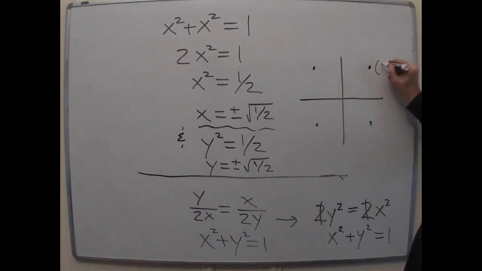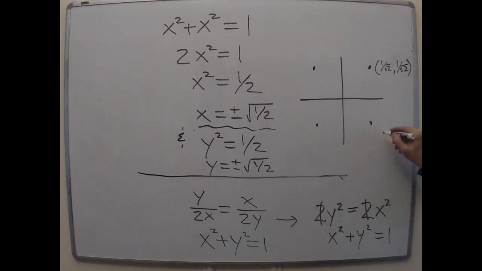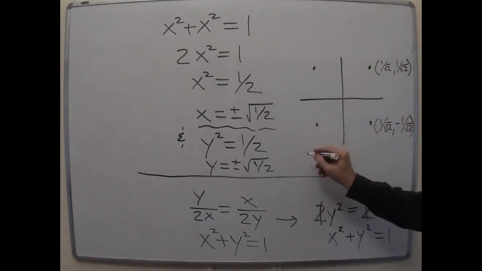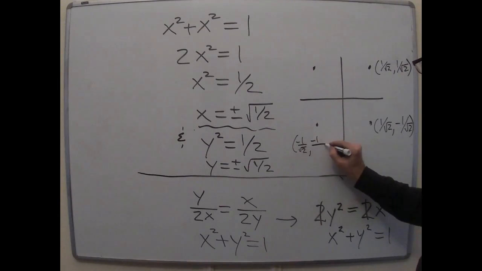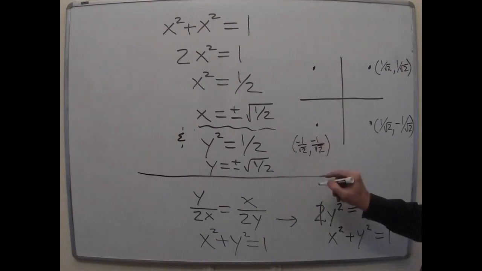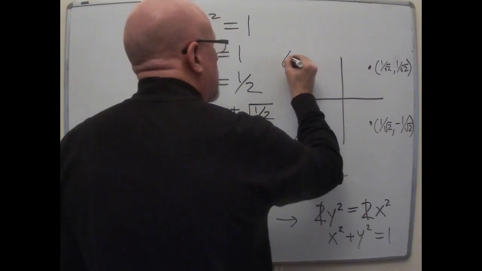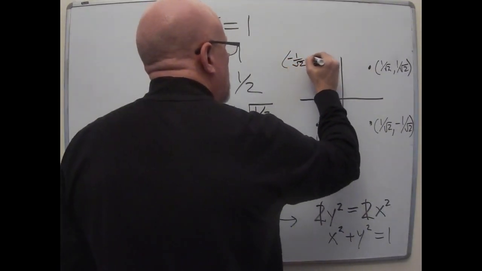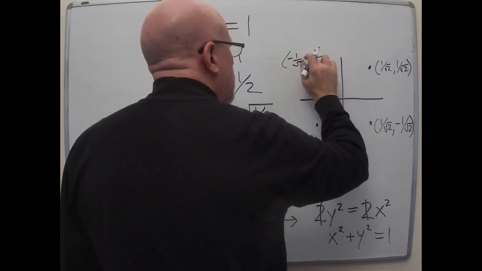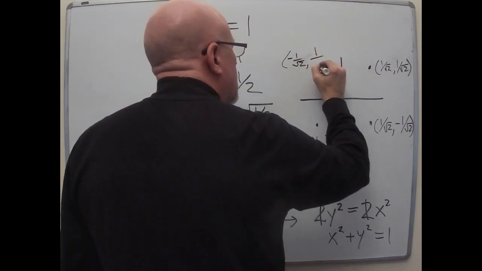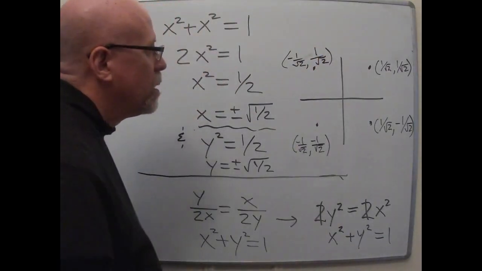So like this would be 1 over root 2, comma 1 over root 2. This would be the same except with a minus sign on the y coordinate. This has them both negative. And let's see, this is the x is negative, the y is positive. Oops, positive 1 over. Those are the 4 points.